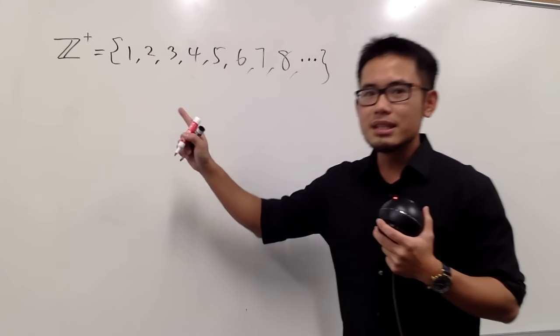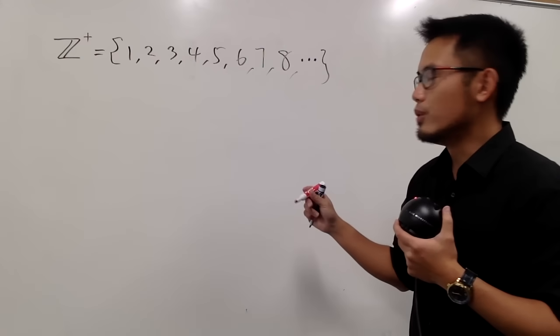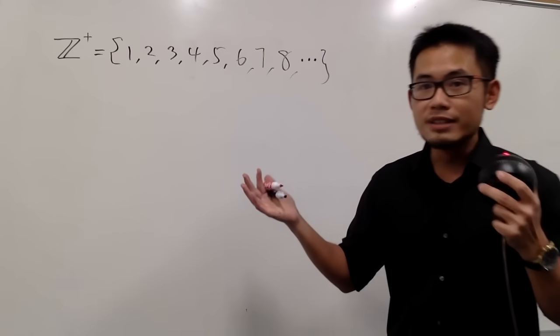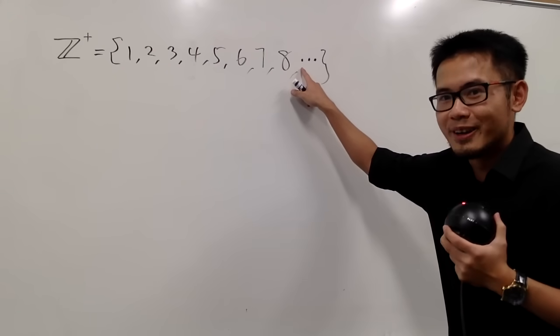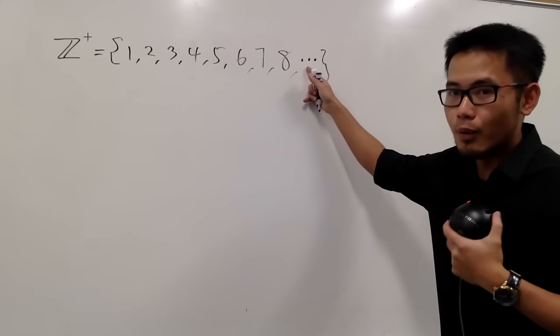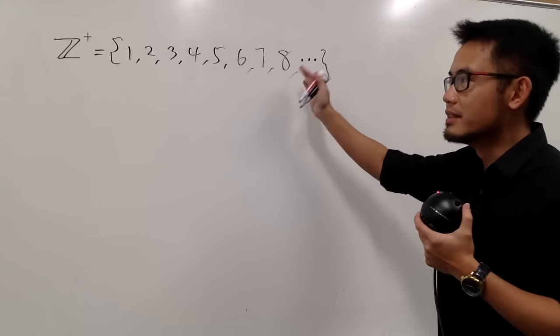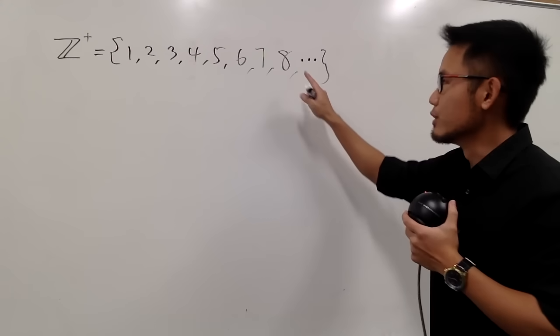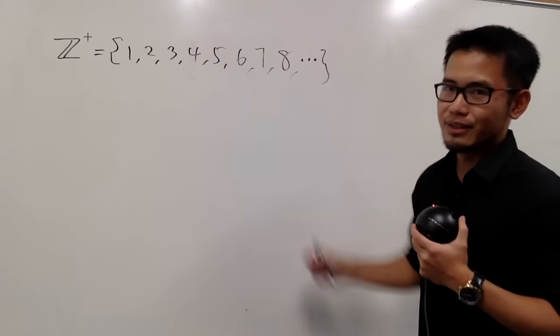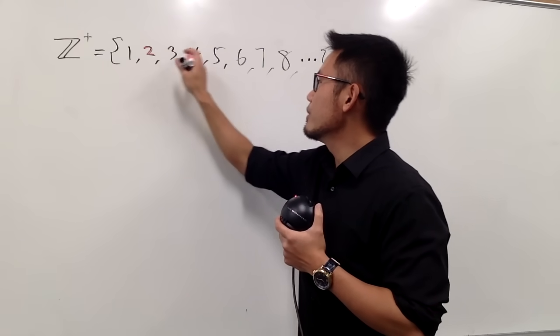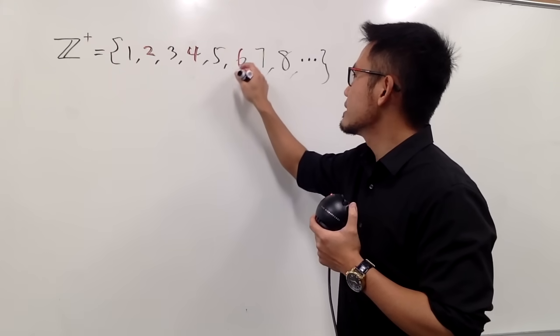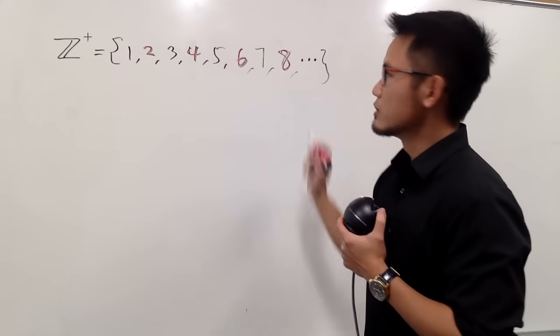Okay, so if you look at this set right here, we have 1, 2, 3, 4, 5, 6, 7, 8. Where's 9? A lot of people say, where's 9? Well, 9's right here. It's just that we didn't write it down. Why? Because there's no way for us to list out all the positive integers, all right? So you do know 9 is actually in this set, okay?